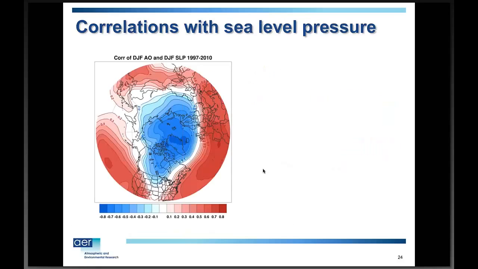Okay, so here on the left is a correlation. If you just take the winter AO, developed from sea level pressure, and correlate it with sea level pressure, this is the pattern you get. Not surprising, you get this kind of dipole pattern with one sign anomaly over the Arctic and an opposite sign anomaly over the mid-latitudes, especially over the ocean basins.